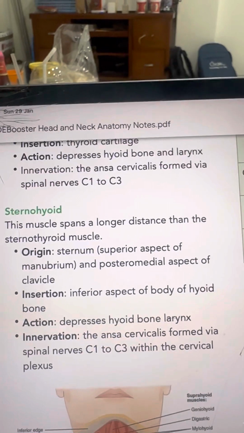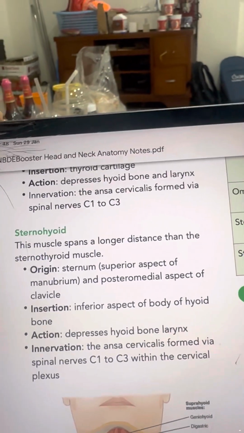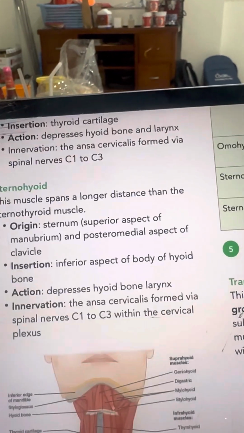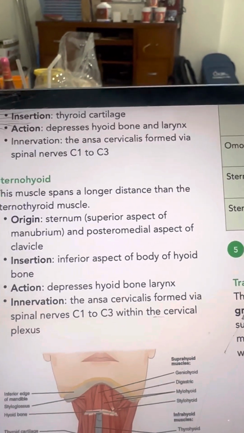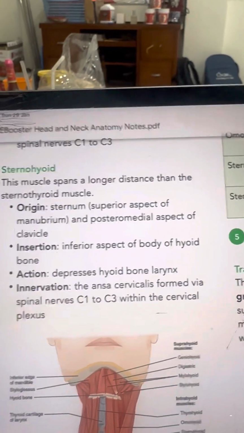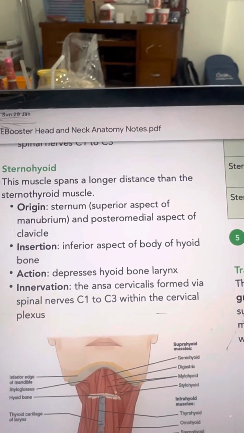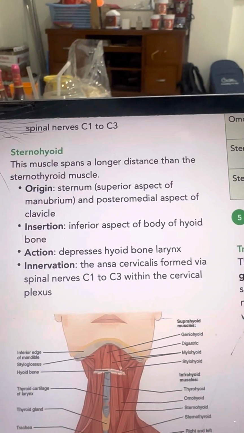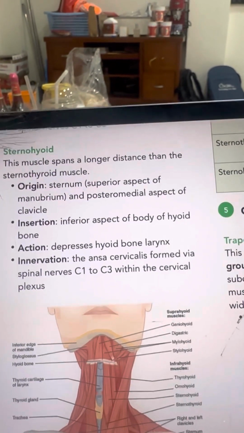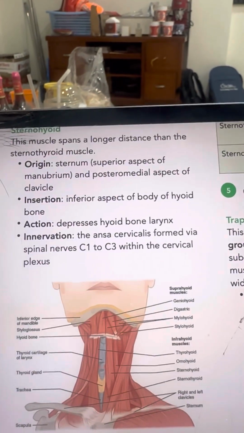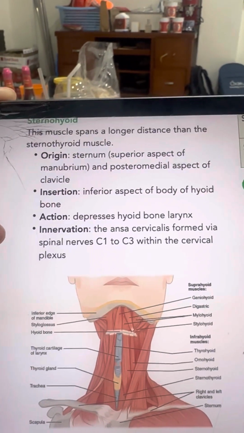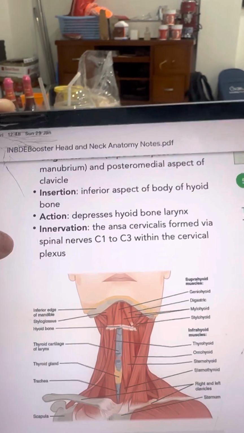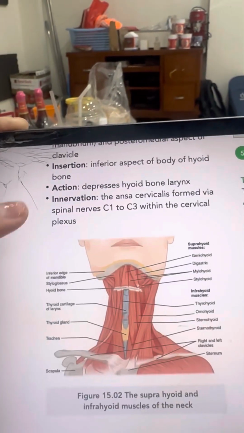Sternohyoid. This muscle spans a longer distance than the sternothyroid muscle. Origin: sternum, superior aspect of manubrium, and posterior medial aspect of clavicle. Insertion: inferior aspect of body of hyoid bone. Action: depresses hyoid bone and larynx. Innervation: the ansa cervicalis is formed via spinal nerves C1 to C3 within the cervical plexus.